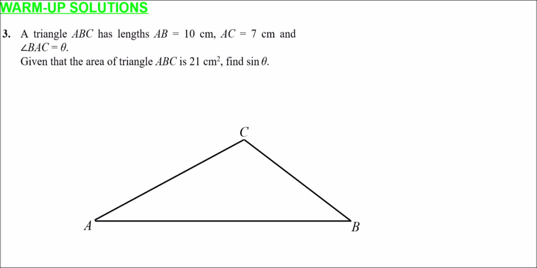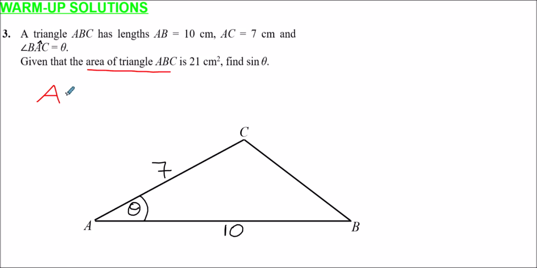So let's label what we've got here. AB is 10, AC is 7, so this one from A to C is 7, and the angle at A, middle letter rule, is theta. Now from earlier, using the lessons from trigonometry and triangles, you should remember the formula for the area of the triangle.